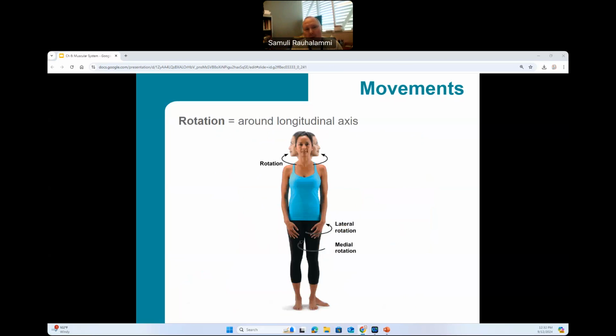Then I wanted to talk about rotation. In rotation, we're seeing a movement of a bone around its longitudinal axis. And this is really common at the ball and socket joint. One good example that I'm showing here is moving the atlas, the bone, around the dens of the axis. So we're creating this shaking "no" head movement. That would be a good example of rotation.